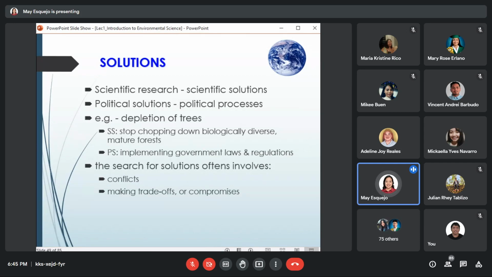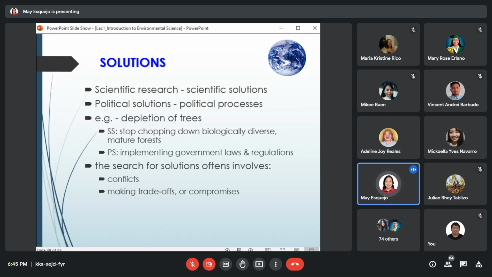at least lessen. Okay, kasi hindi natin maiiwasan na meron tayong bad effect or pagkakamali sa pag-consume sa environment, but at least we can lessen and then we can slow down the damage na naibibigay sa environment. So, we create solutions for that. So, maraming science research na nakakatulong na sa environment as of now. And then we have political solutions.